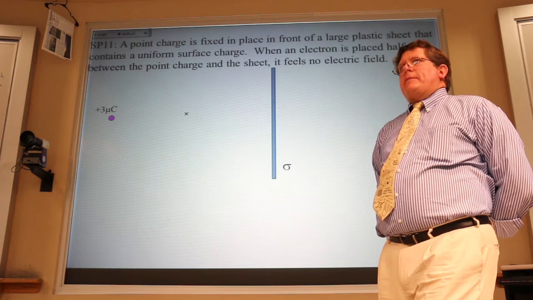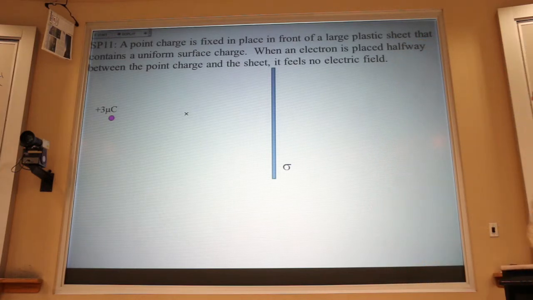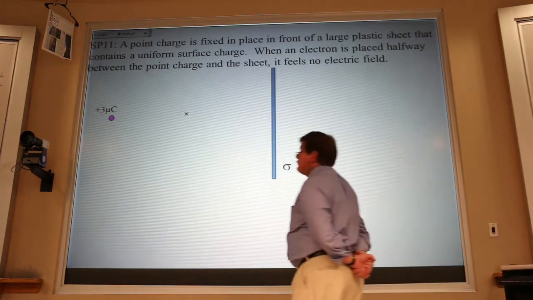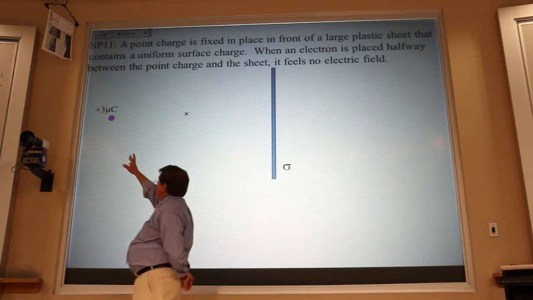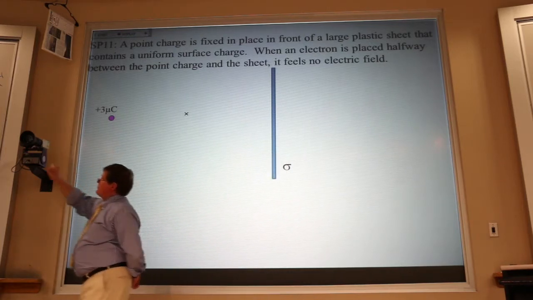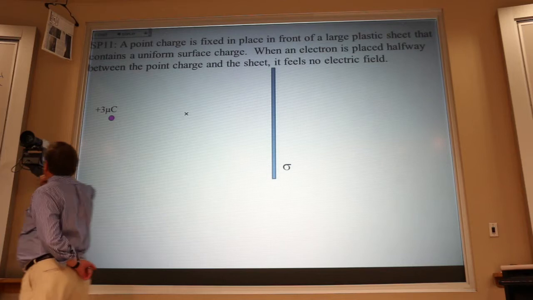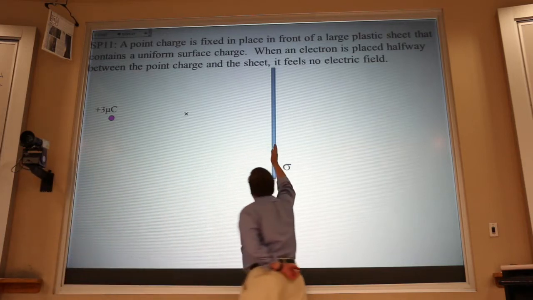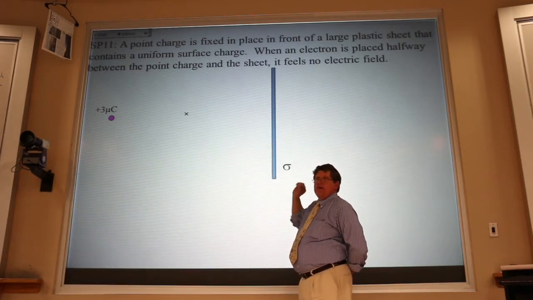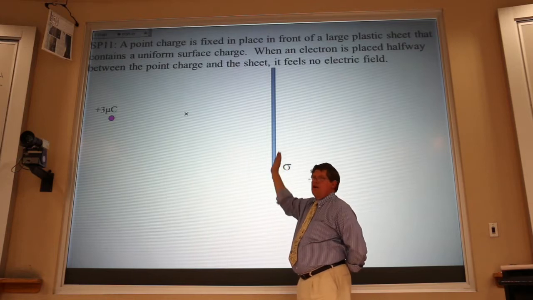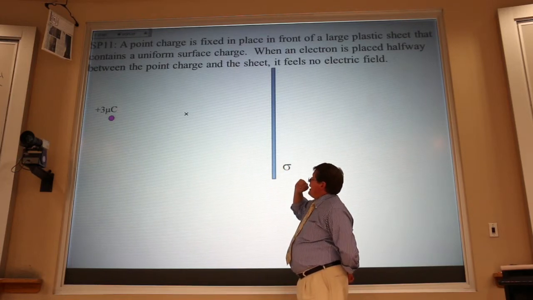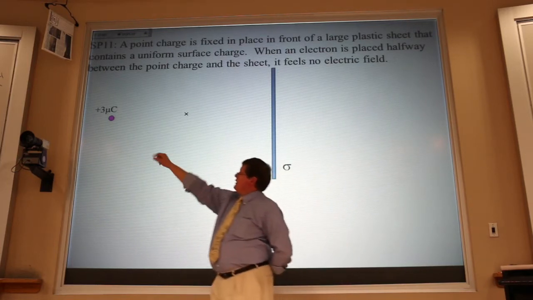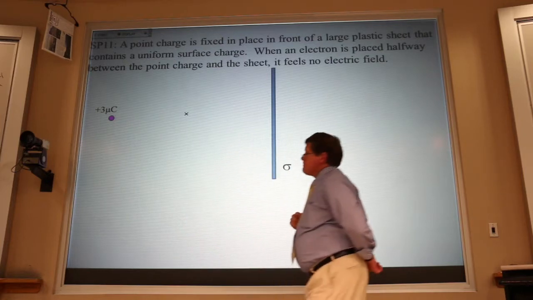Let's look at this problem that you voted off the island. It was an old exam problem. It proved challenging. You have 2 sources here. You have a point source that's governed by Coulomb's law. You have a large sheet of charge. That's the word you look for, large sheet of charge, that is governed by this formula on the right.